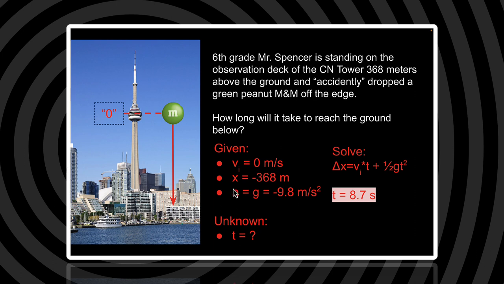Well, the equation that has that is this one right here: displacement is equal to initial velocity times time plus 1/2 acceleration due to gravity times time squared. And if I were to put all of that in, which I'd like you to do, by the way, I'm going to get a time of 8.7 seconds.